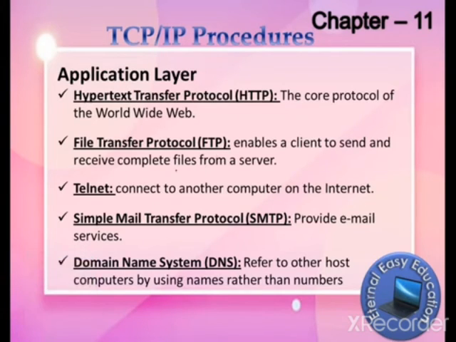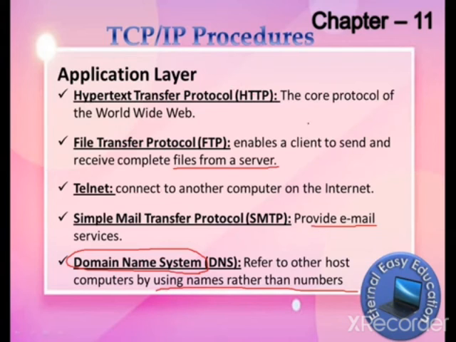Next is Telnet. Each protocol has its own working nature. Telnet is used to connect to another computer on the internet. Then simple mail transfer protocol provides email services. Then domain name system, it's an important concept. It is also going to be discussed in a later chapter. It refers to other host computers by using names rather than numbers. Yes, it's very important because www.google.com is a domain name. Actually, it is replacing a number. If we are asked to remember the number, we surely forget it. So the domain name system helps us remember the IP addresses of many devices by names like Google, Yahoo. We'll discuss this in a later chapter.